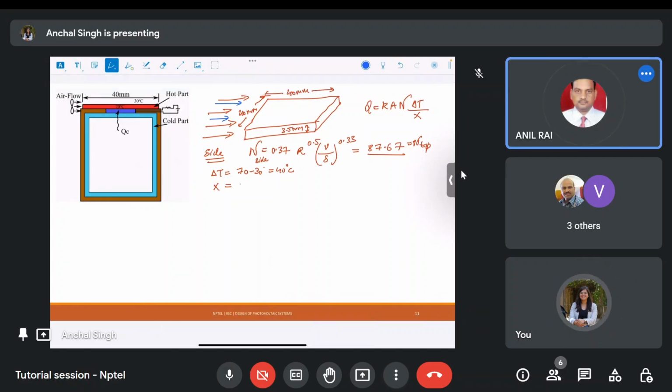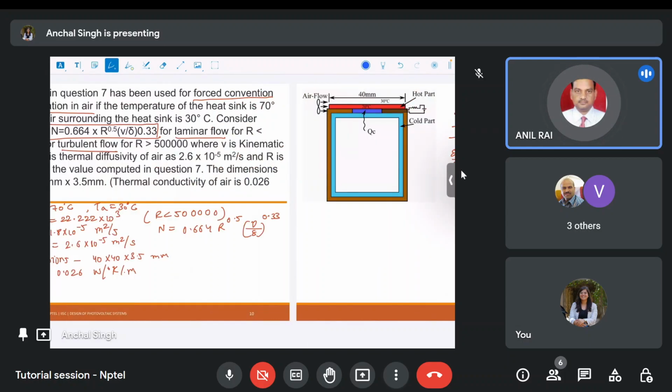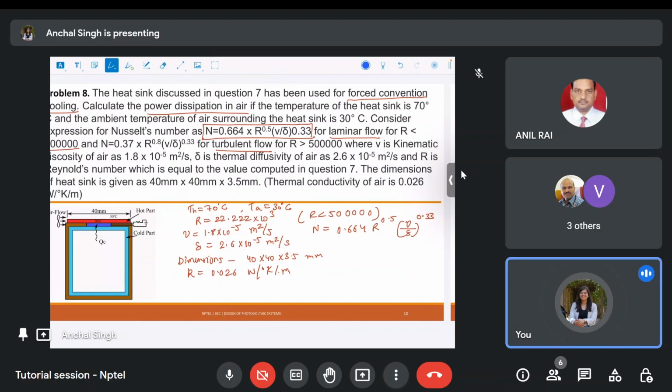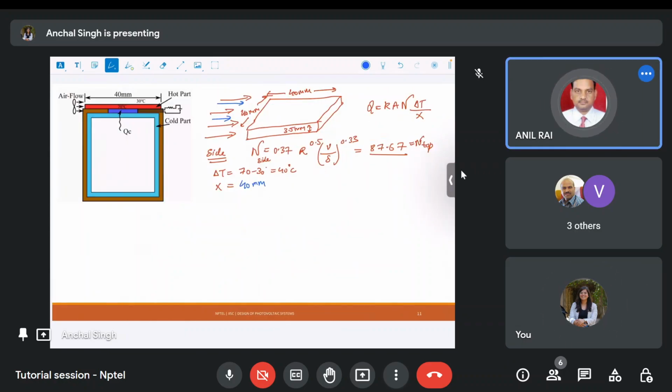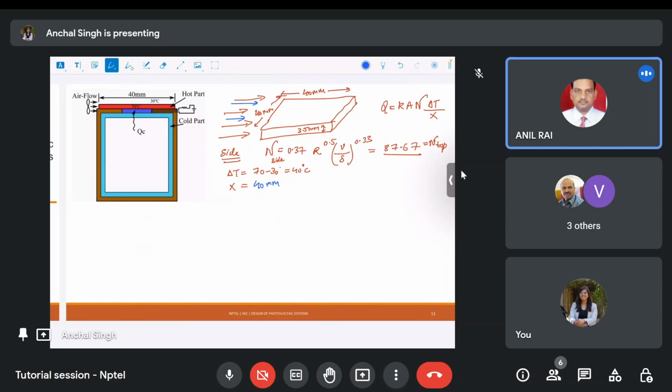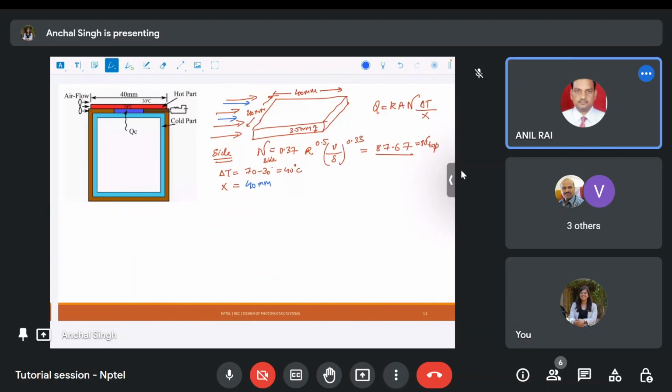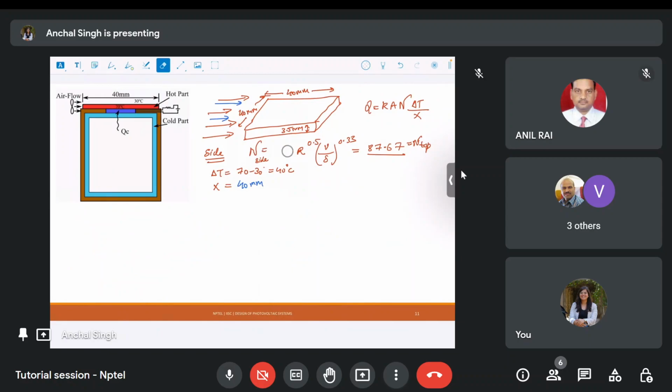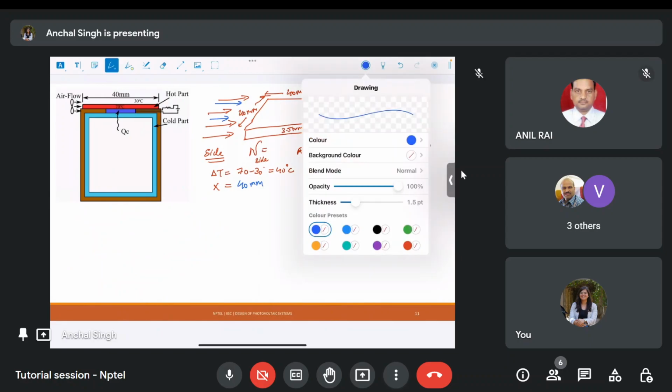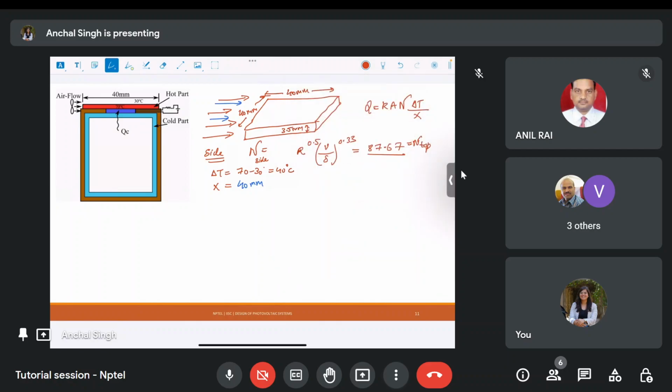Ma'am, yes. We will consider the other one, the 0.664 expression, in place of 0.37, because the Reynolds number is 22,222, that is 2.2 into 10 to the power 3. Yes, sorry. I have written here the same. So it will come out to be the same only. I wrote the wrong formula.